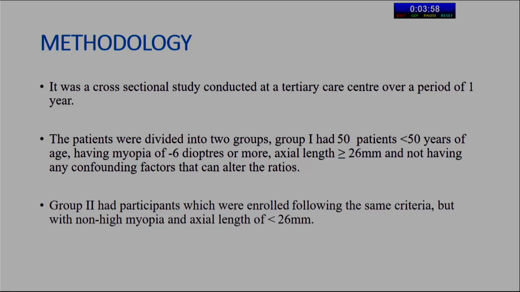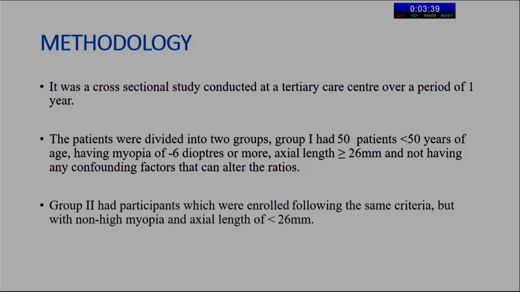Group 1 had 50 patients who were less than 50 years of age, having myopia of -6 diopters or more, axial length of 26 millimeters or more, and not having any confounding factors that can alter the ratios, such as glaucoma, AMD, or hypertension and diabetes.